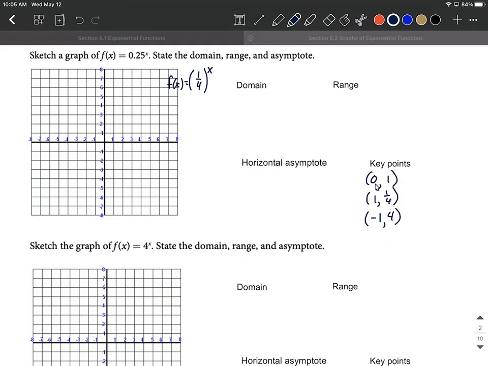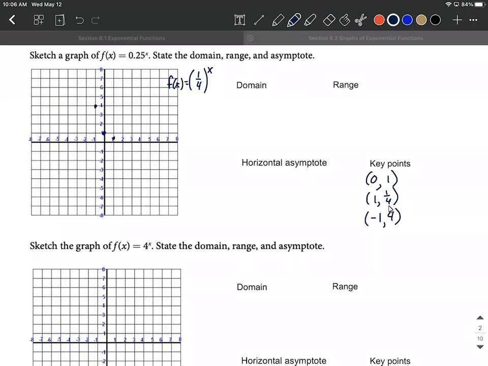So I would go with these two key points, the 0, 1 and the -1, 4, just because graphing anything that's not an integer is going to be more difficult. So the 1 comma 1/4 is going to be a little bit more difficult. All right, so in plotting these points, we have 0, 1, 1, 1/4, and then -1, 4.